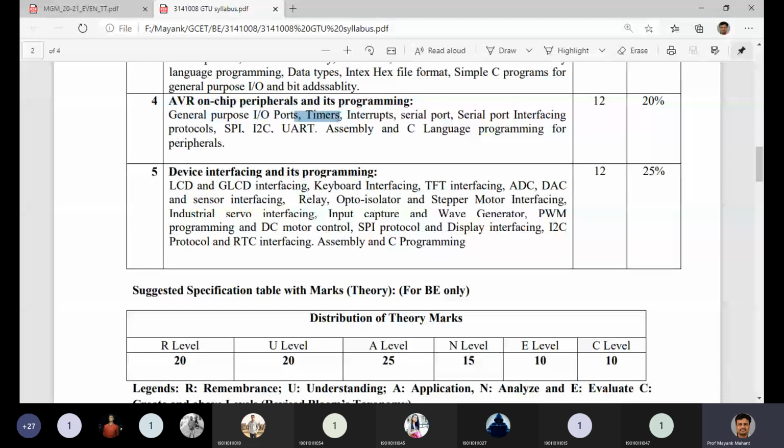We will also look at the timer. A timer is a very important part of a microcontroller. Any microcontroller you find will have timers in it, and they can be used as both timers and counters.